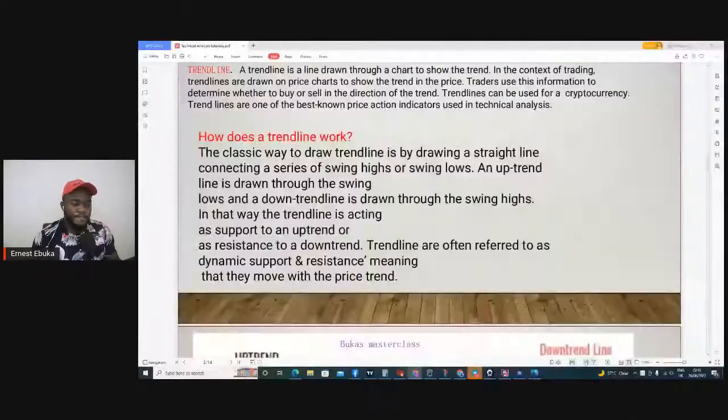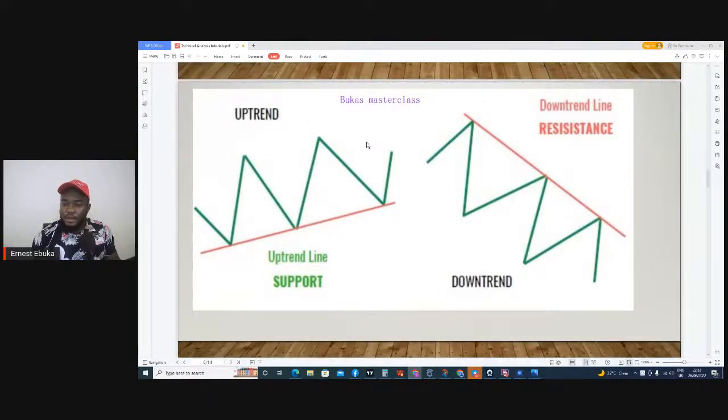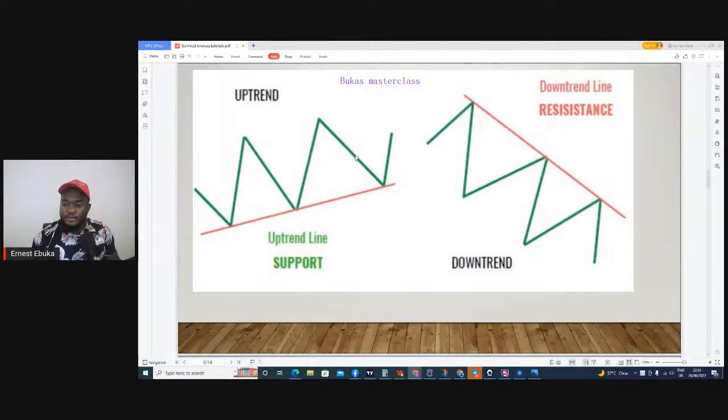Let's go to the chart. I think I have this covered. Let's cover this on uptrend.